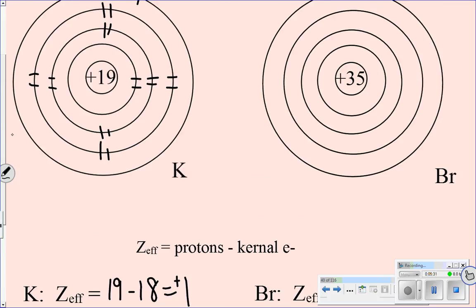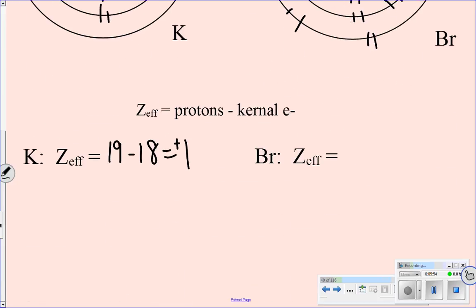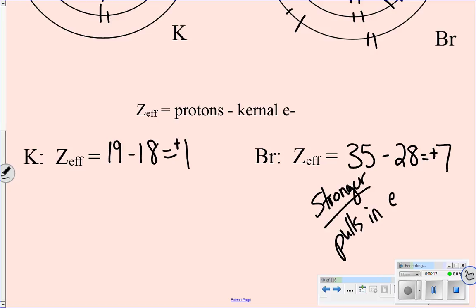Compare this to bromine. So if we fill in bromine's electrons, we go 2, 8, 18, 7. That's a lot of electrons. So our effective charge for bromine is our 35 protons minus our kernel electrons, which is 2 plus 8 plus 18, so minus 28. The difference between those is 7. So this is much stronger and pulls in electrons tighter. Therefore, bromine is smaller. So this effective nuclear charge is very important with ideas such as bonding, and it also plays into ideas such as atomic size.